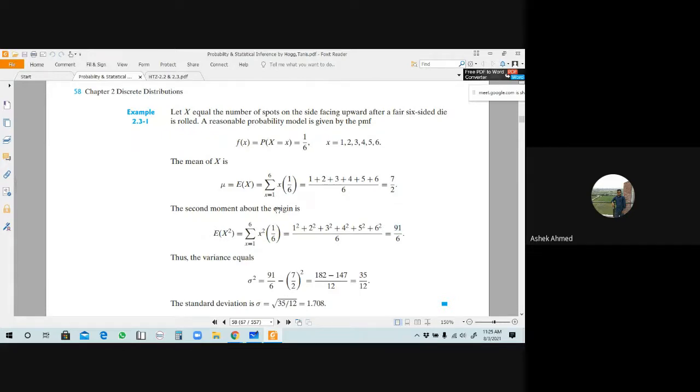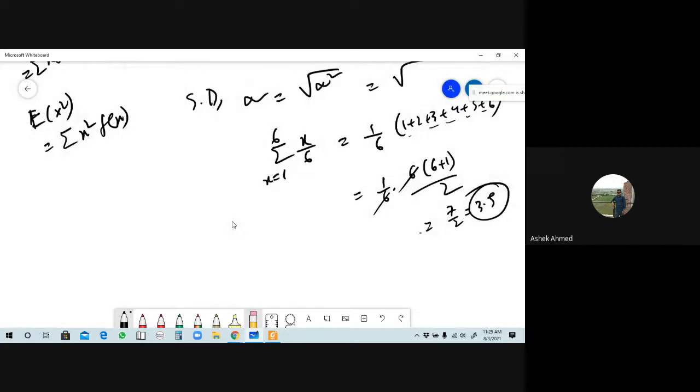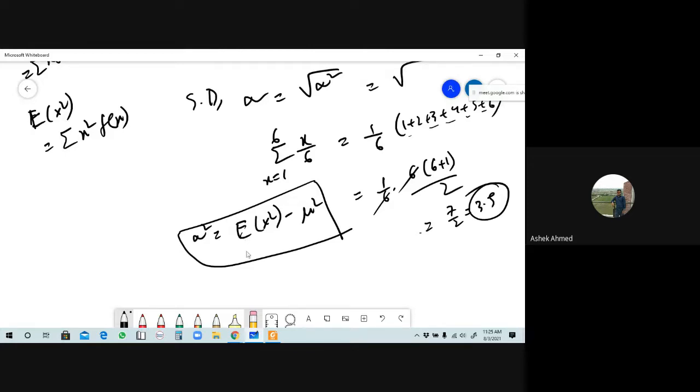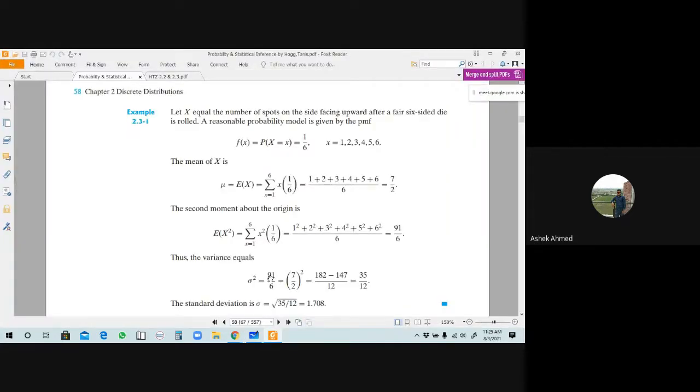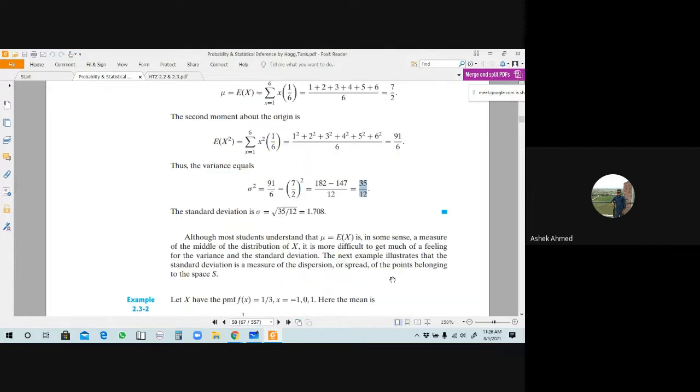Look, in math, if you find the value of the expectation of x square, and from there find the mean, then we can directly find the value of the variance. So the variance, which is sigma square, is the expectation of x square minus mu square. Is it right? This is our result here. So the expectation of x square is 91/6, minus mu square. The value of mu here is 7/2, so 7/2 whole square. So the result is 35/12.